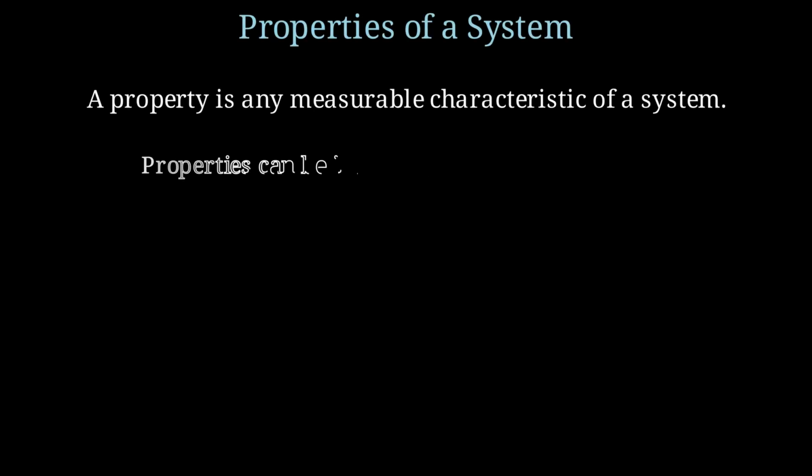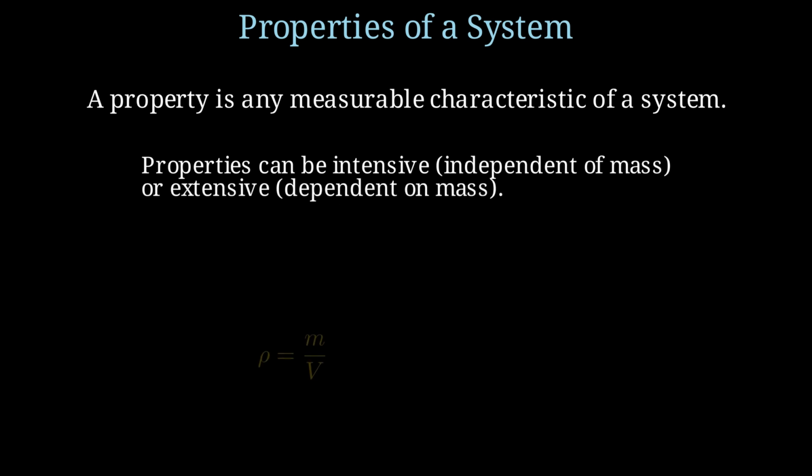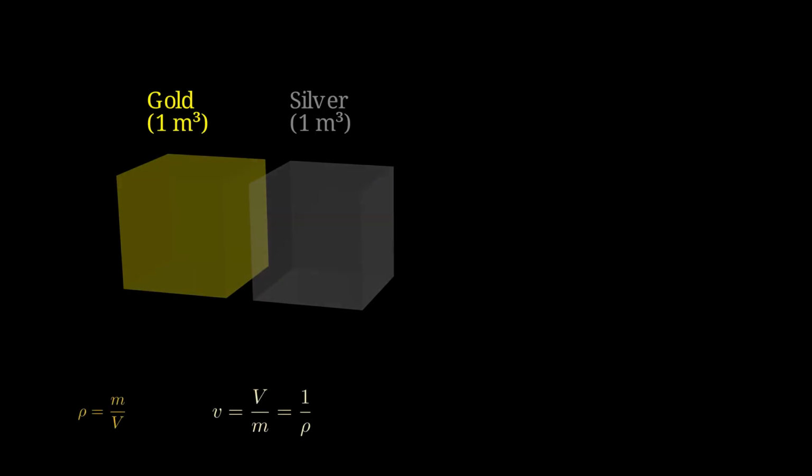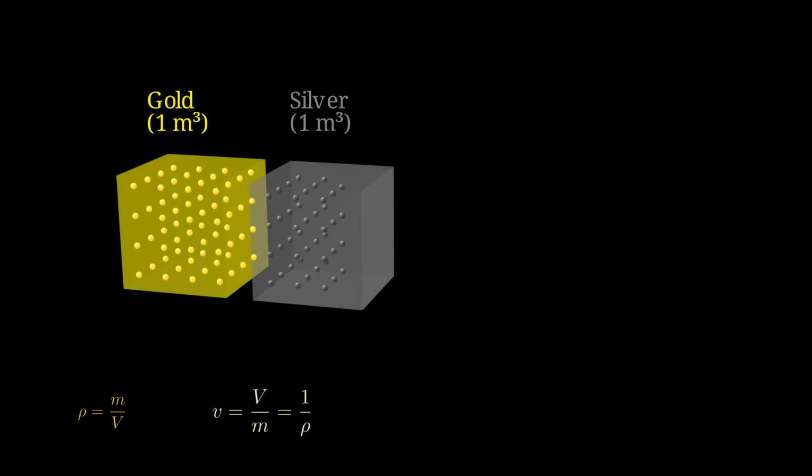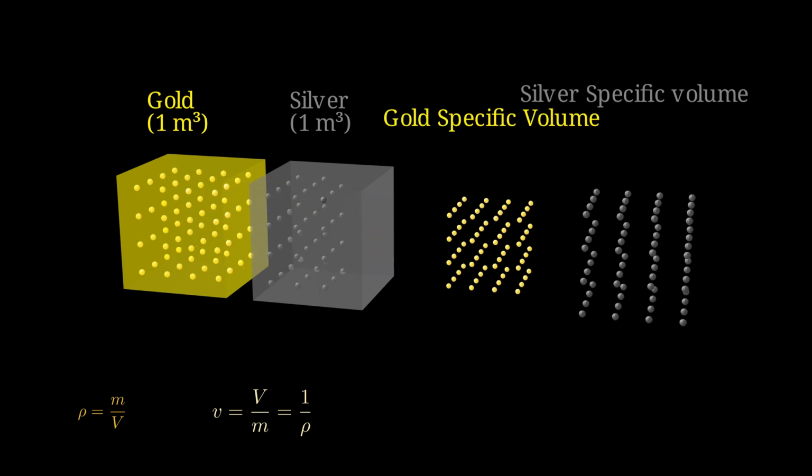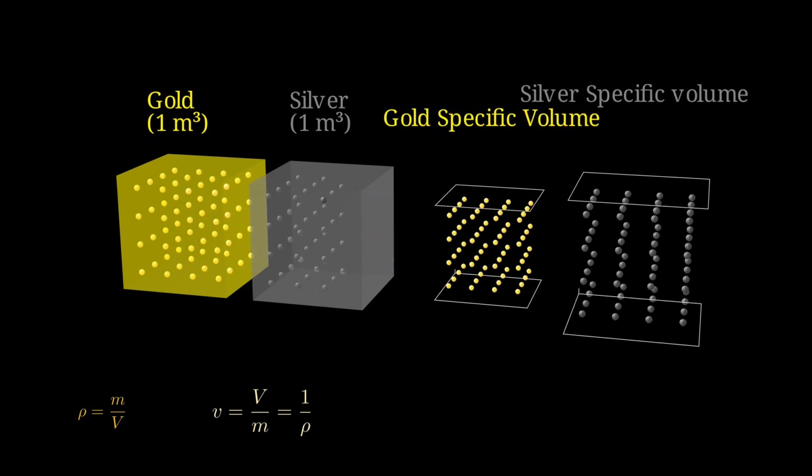Properties of a system. Let's look at two system properties: density, symbolized by ρ, and specific volume, v. Density measures how much mass fits in a given volume. For example, gold has a very high density, meaning it is heavy for its size. Silver, which has roughly half gold's density, occupies more space for the same mass.